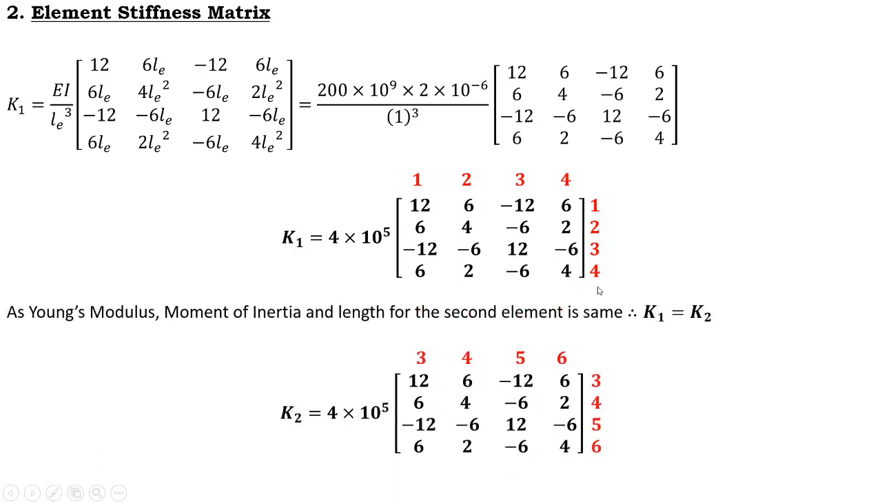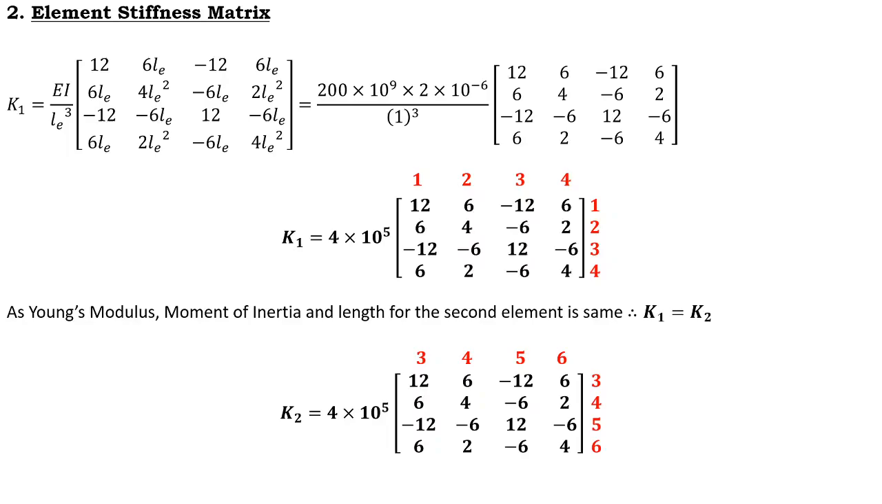Then, as we know, the moment of inertia, Young's modulus as well as the length for the second element are also the same. Therefore k1 is equal to k2, and there is no need to calculate once again. I am going to copy the same thing, but the 4 displacements associated with the second element are 3 4 5 6 horizontally and 3 4 5 6 vertically.